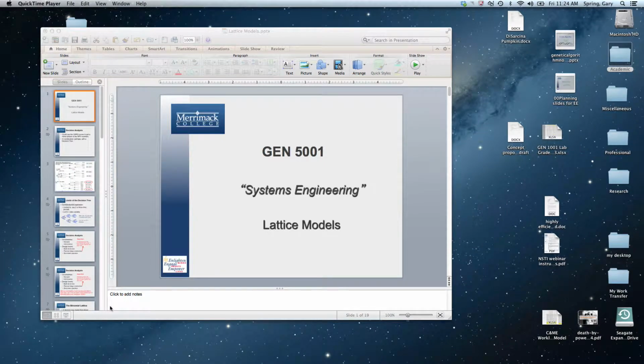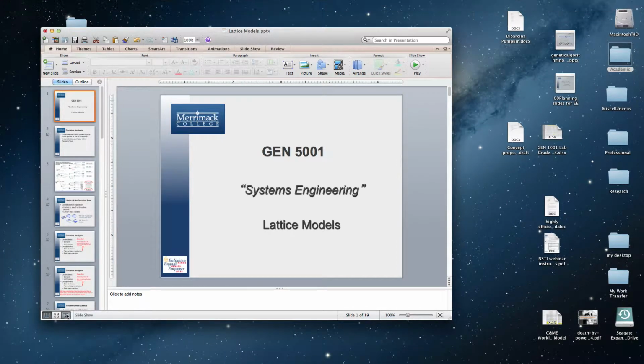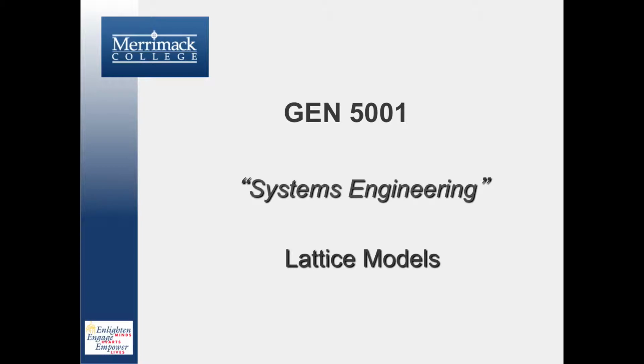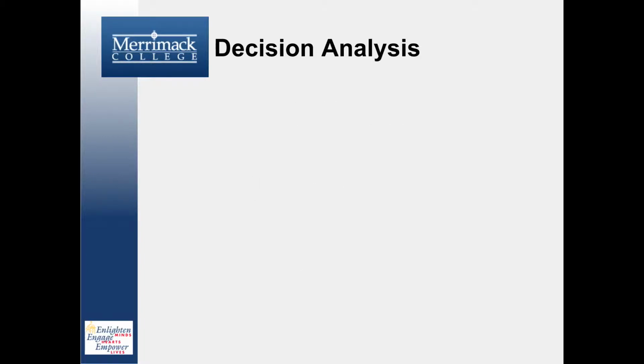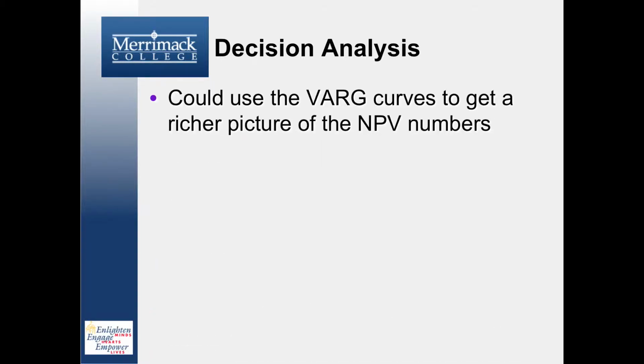Okay, next up is this idea of using lattice models. These are special cases of decision analysis trees that I talked about the last time, and they're going to allow us to introduce another uncertainty variable into our models in a manageable way. Last time we talked about decision analysis, I explained what the VaR curves were, right?